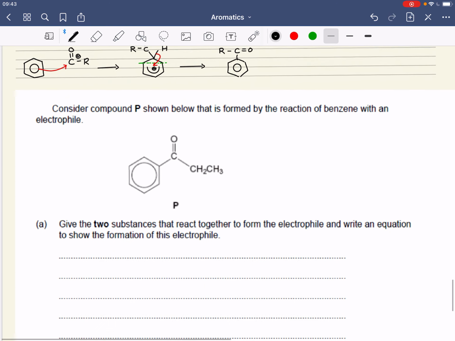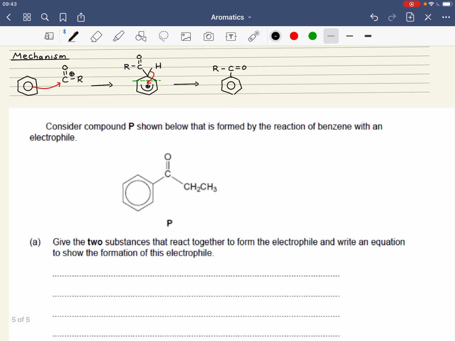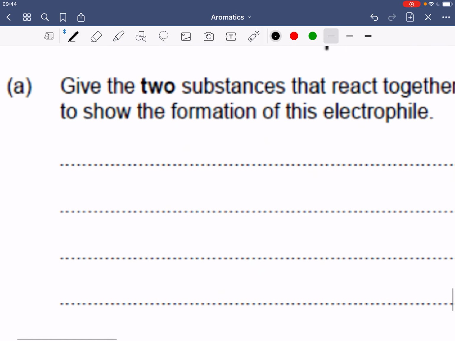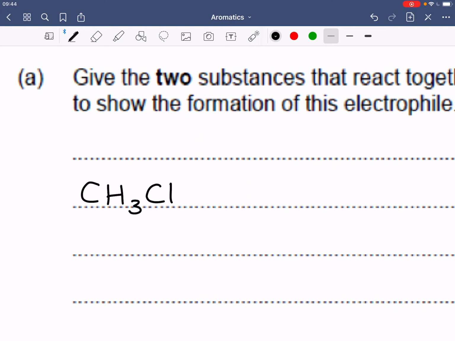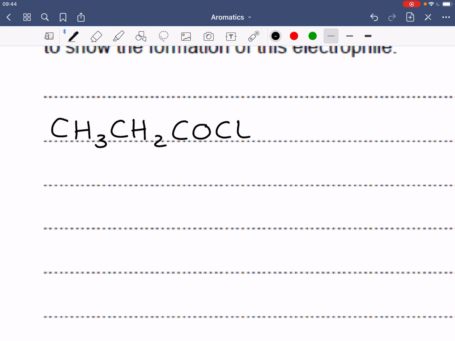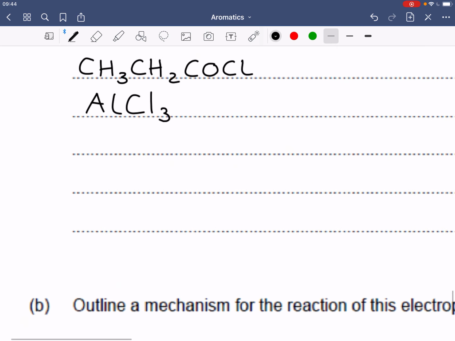So I've got a question underneath there of how we would answer a question based on Friedel-Crafts acylation in an exam. It says, consider compound P below that has been formed by the reaction of benzene with an electrophile. In the example below, we can see that the R group is CH2CH3. It says, give the two substances that react together to form the electrophile and write an equation to show the formation of the electrophile. Well, specifically the two substances here would be propanoyl chloride, and obviously we also need aluminium chloride as well.